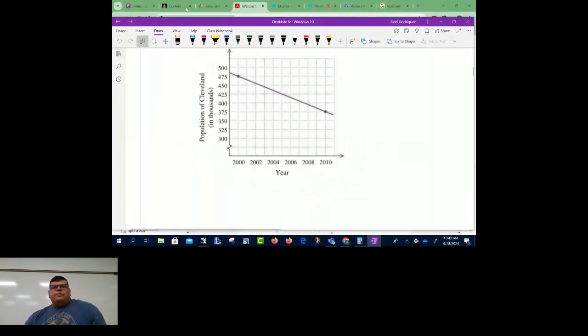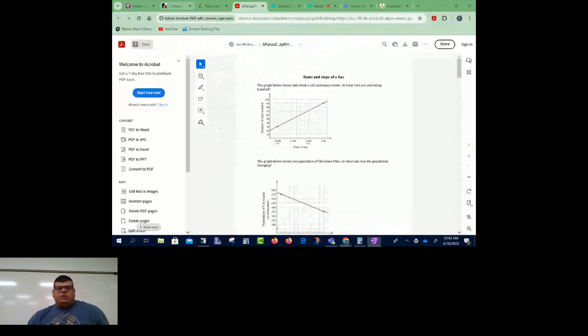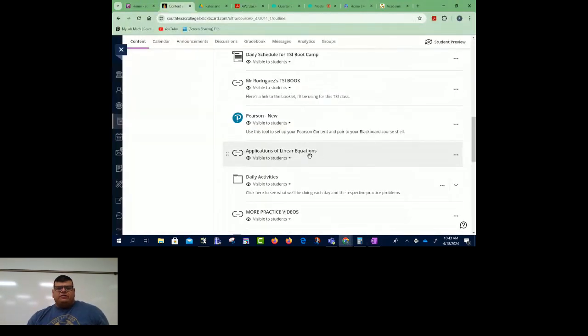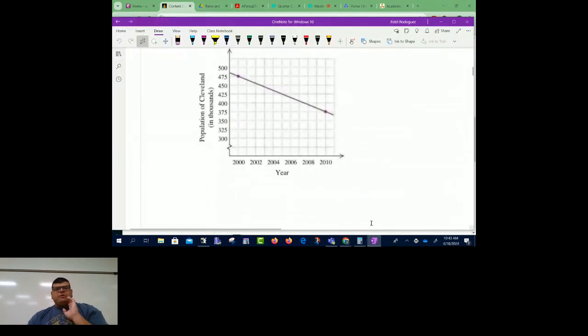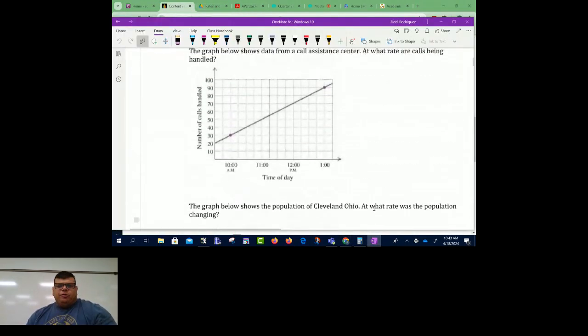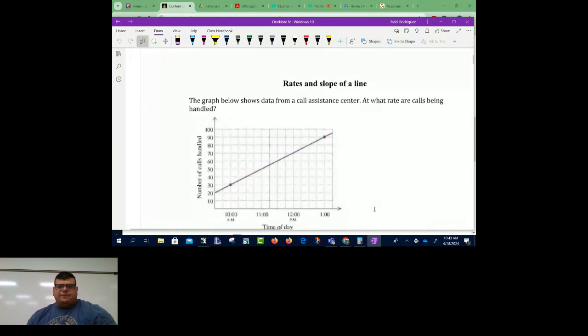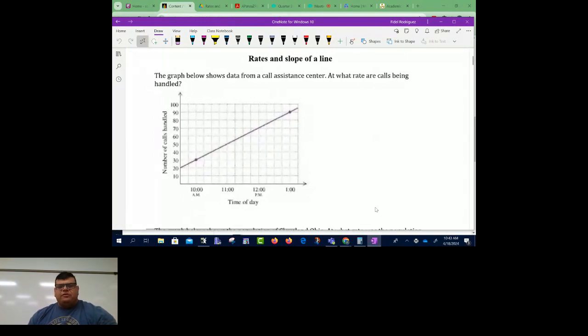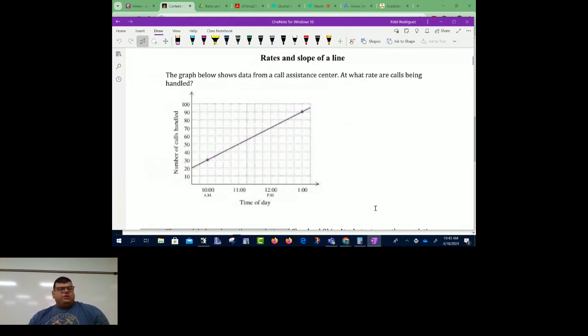Okay, so y'all, again, just in case you're looking for it, it's right here where it says applications of linear equations. What I have here are just some other type problems. And again, we're still looking at the same idea, rates and all this kind of stuff. Y'all, I put this in here because these are the types of questions that I remember seeing when I took that TSI test myself.